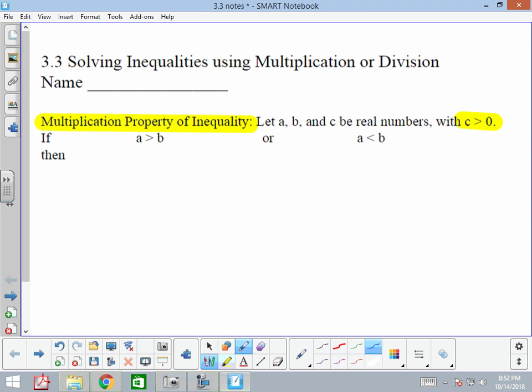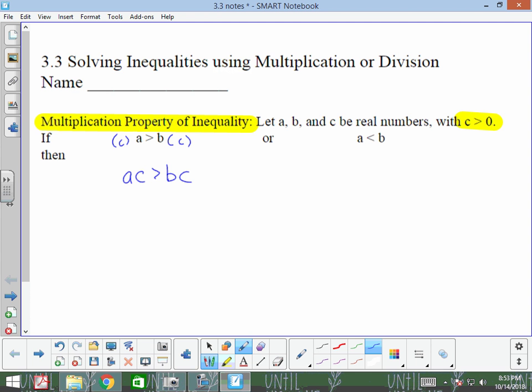If we were to multiply both sides times C, then AC would still be greater than BC. Over here, A is less than B. If we multiply both sides by C, then AC is still less than BC.